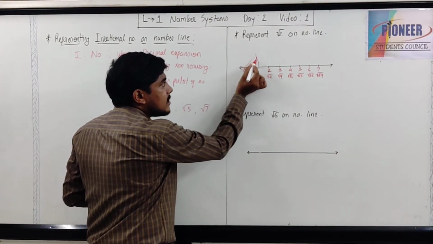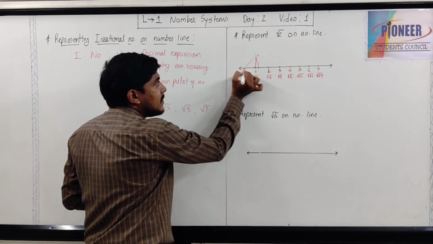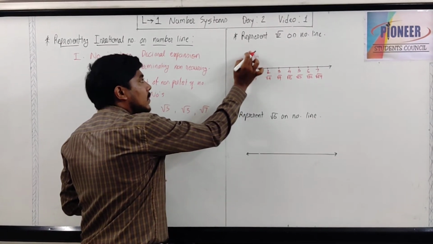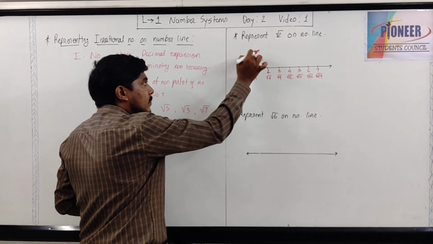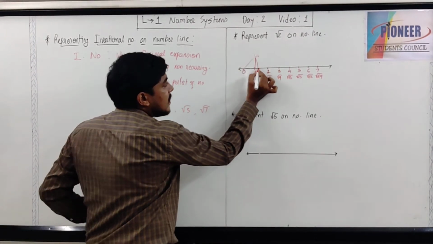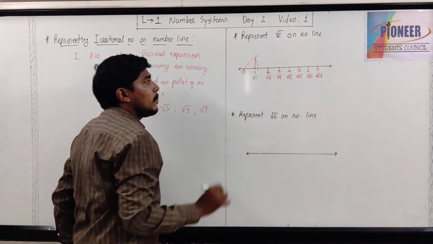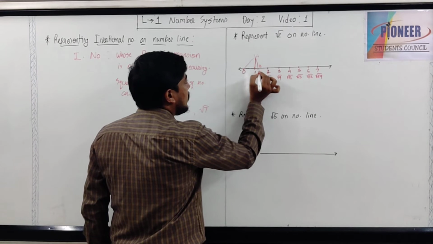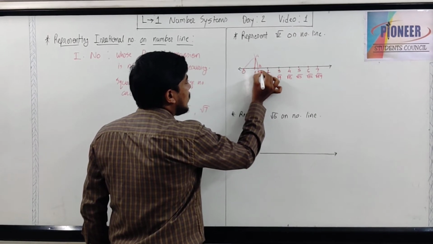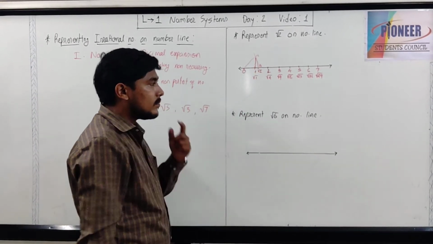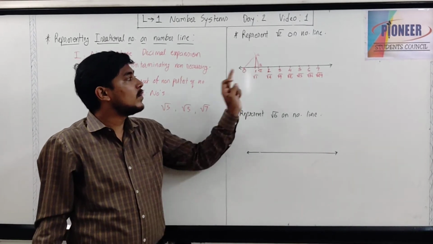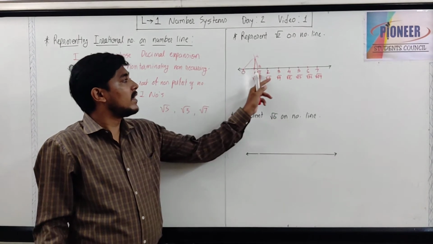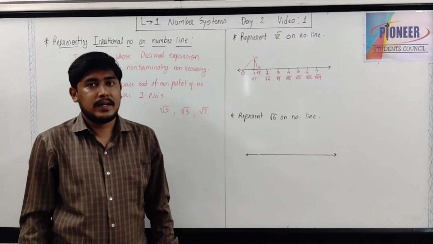Okay, take the distance between this point A and 0 and mark an arc on this number line passing through point A, which intersects the number line. Let's give this point the name B, and this point will be known as root 2. Okay guys, this is how we will represent root 2 on this number line.